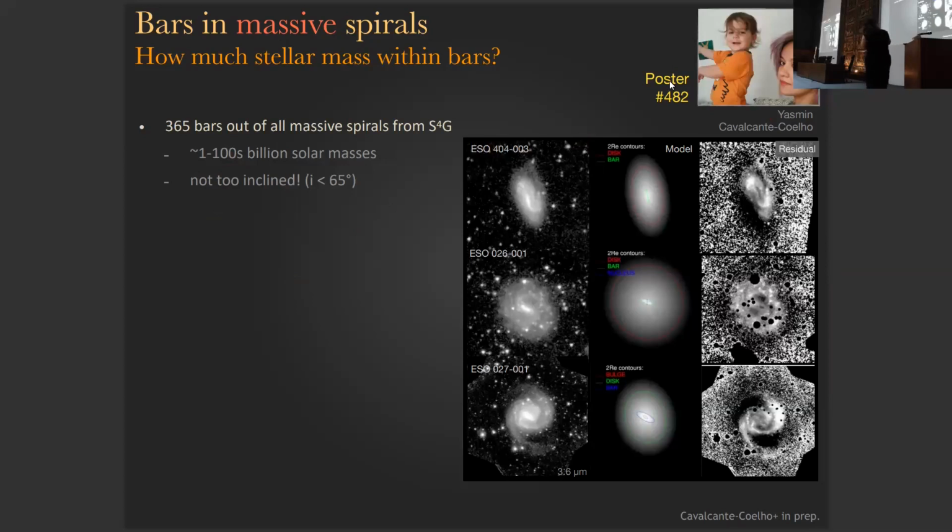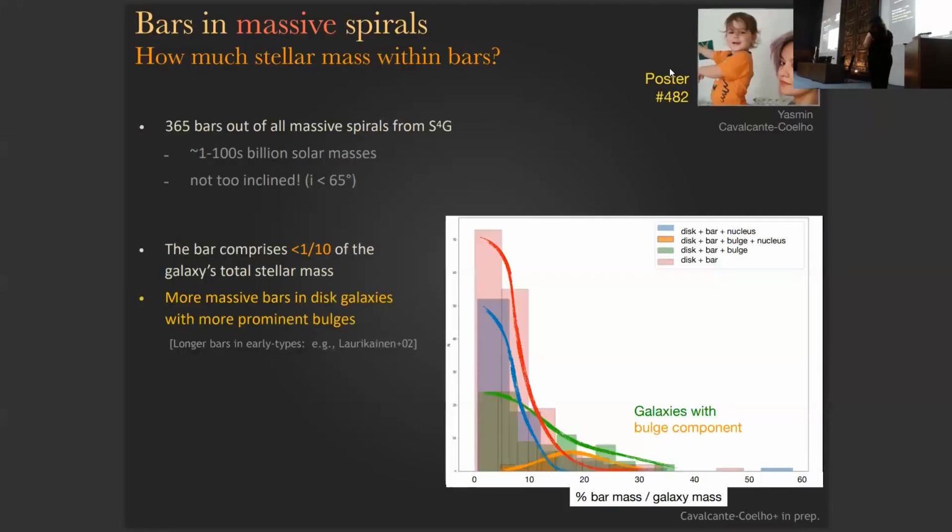But what she does is she actually looks at over 360 bars, using this decomposition and looking only at galaxies that are not too inclined, so that we can confirm that we can trust the classification of whether it is or is not a bar. What we look at is the mass content in these galaxies.